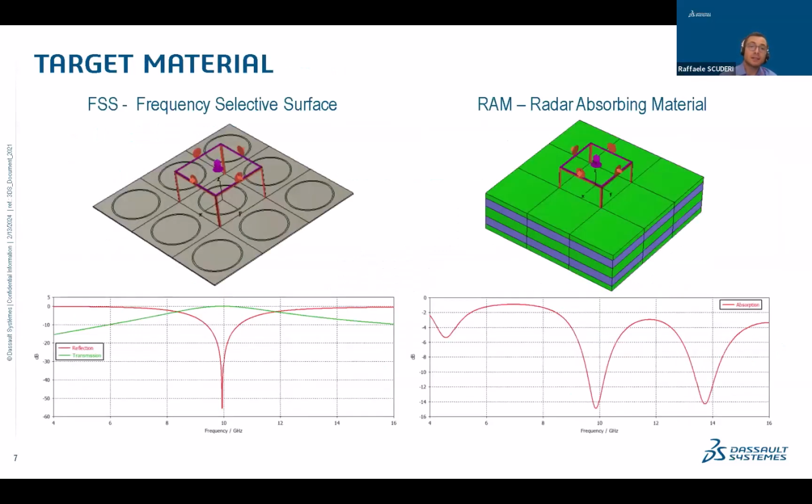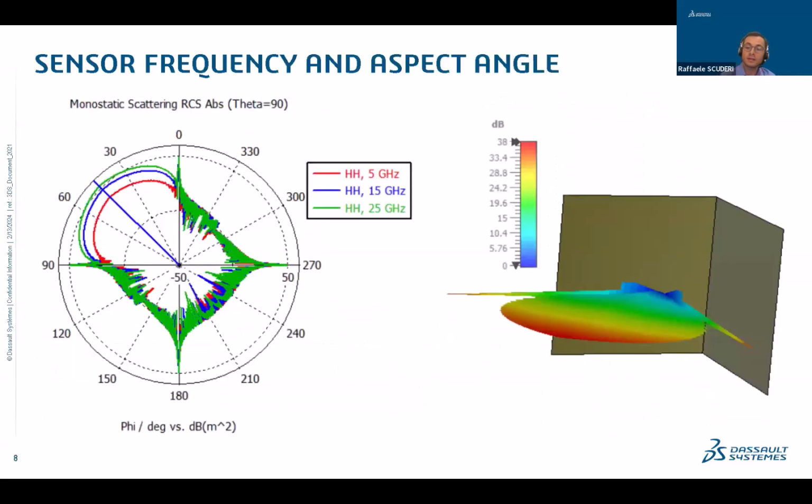Target material, we said very important, was the second item in the list. One typical solution for controlling the radar signature is indeed using materials appropriately designed to be transparent or reflective based on the frequencies. That's the typical case of a frequency selective surface or a radar absorbing material, which is normally designed to absorb your signal and reduce the scattering level, so the RCS.